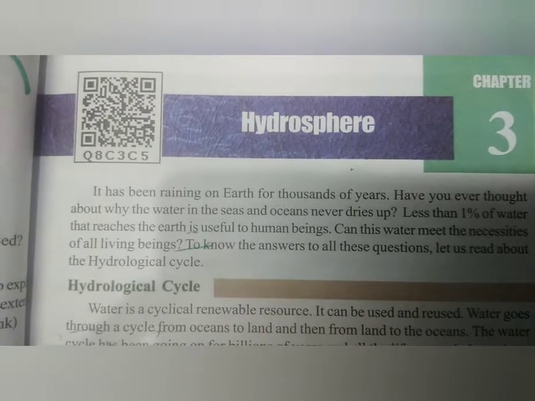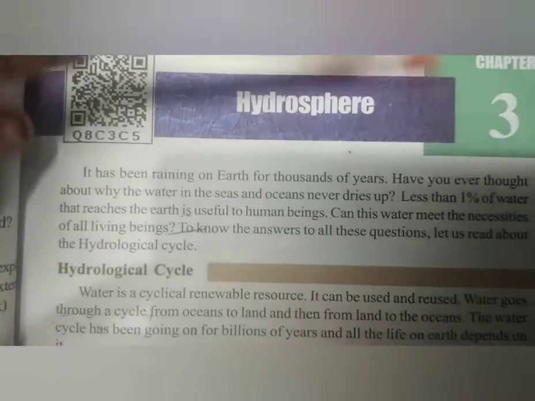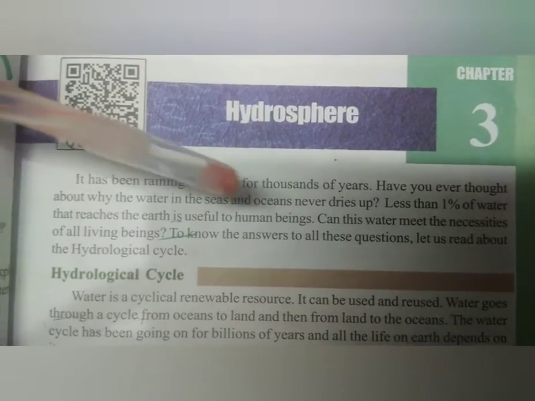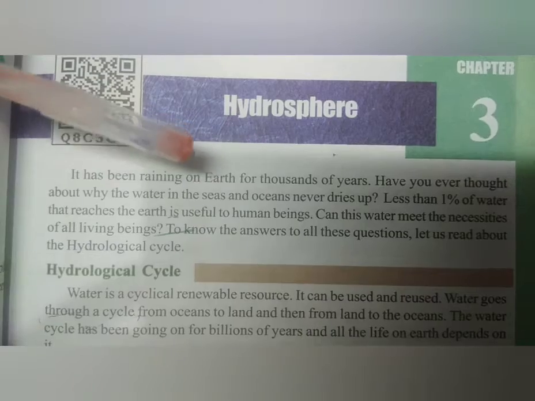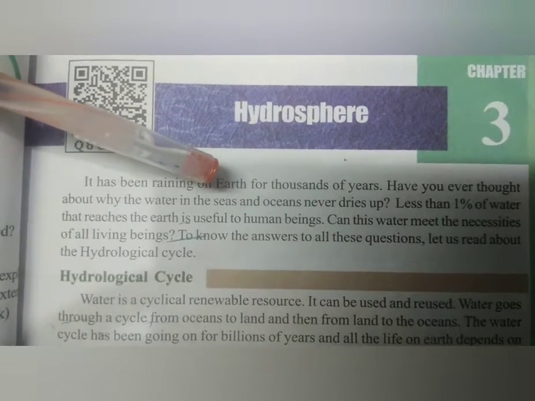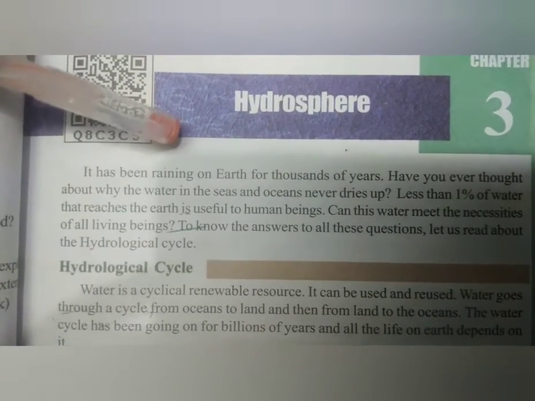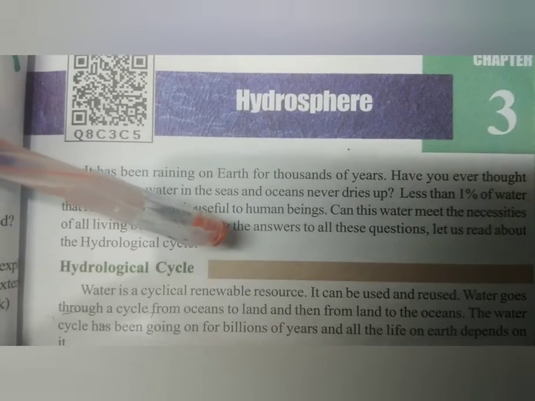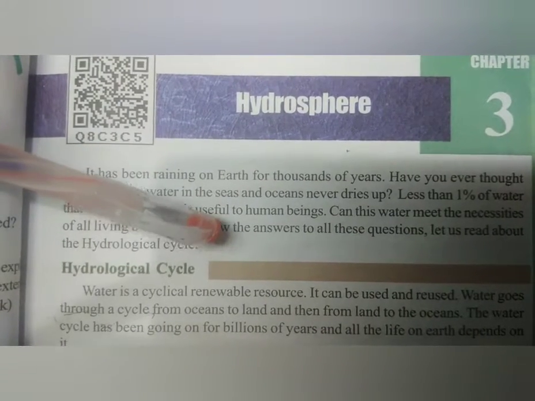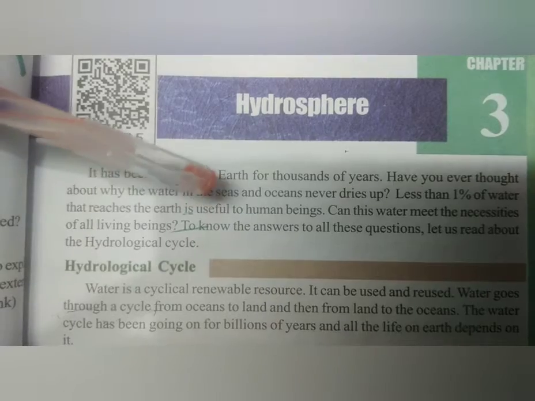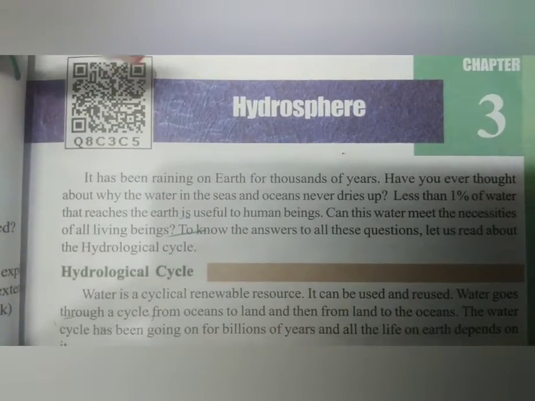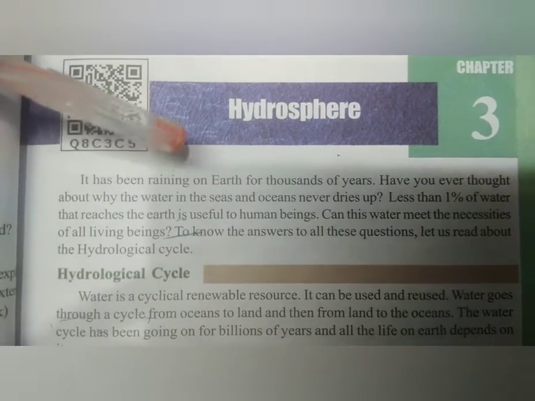Students, what did we learn in the previous video? In chapter number 3, Hydrosphere, we studied what the hydrosphere is and the stages of the water cycle. We also learned about water sources. Today we will go through the remaining part. What is that part? Relief of the ocean.